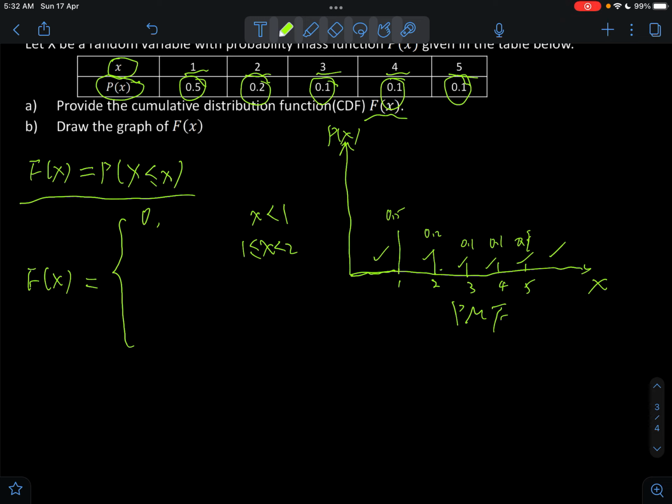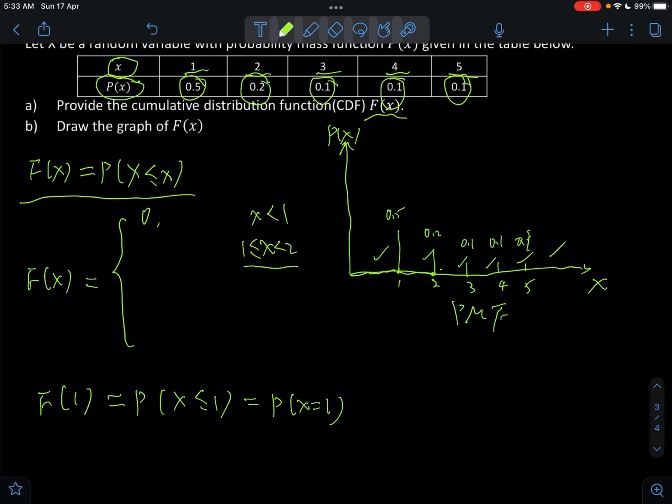So this is from here to here but excluding the value 2. The only valid value of X in this range is X equal to 1. So this is equivalent to F(1), and based on the definition, it equals the probability of X less than or equal to 1, which is basically X equals 1. From the graph or the table, we know that it equals 0.5. So here it is 0.5.